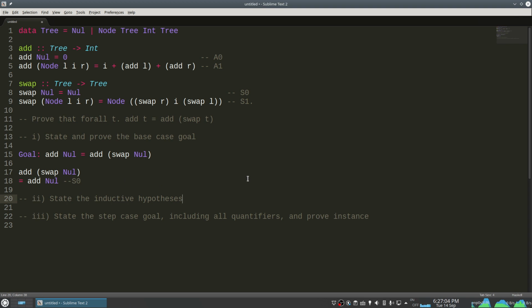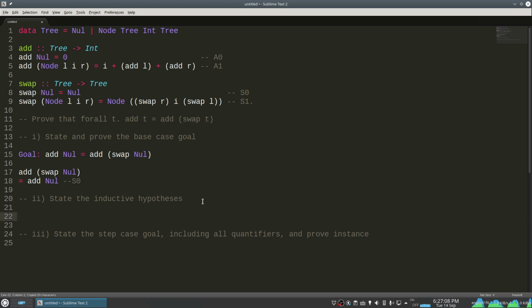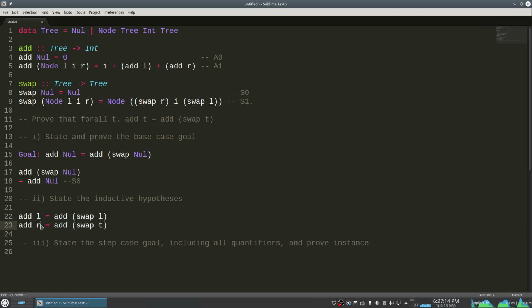State the inductive hypotheses. We need to assume that the property is true for two subtrees. So my first inductive hypothesis will be that it's true for some tree L. My second inductive hypothesis will be that it's true for some tree R. So I'm going to label these. I call this IHL and IHR.